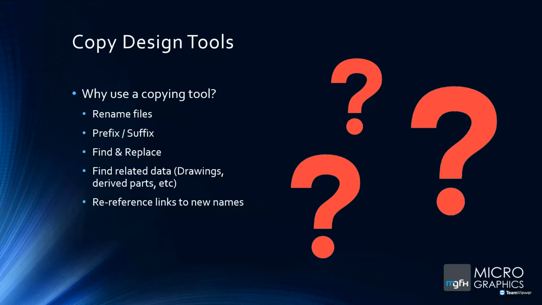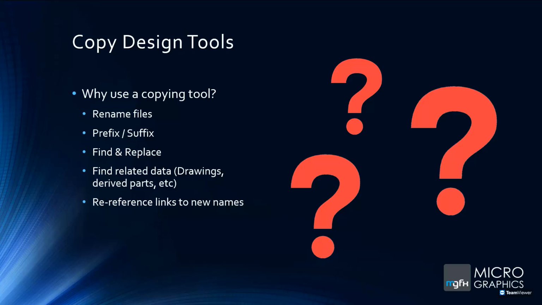And leading us to the last point, re-referencing links to new names. Now, if you copy something, I'm pretty sure most people have come across this when they've renamed a file in Windows. Next time you open up an assembly in Inventor, your assembly says, oh, can't find that file, and you have to manually relink that file to the assembly. Same thing with drawings. These copy design tools will maintain those relationships. If you change part A to part B, it goes to the drawing and will relink that reference from part A to part B.